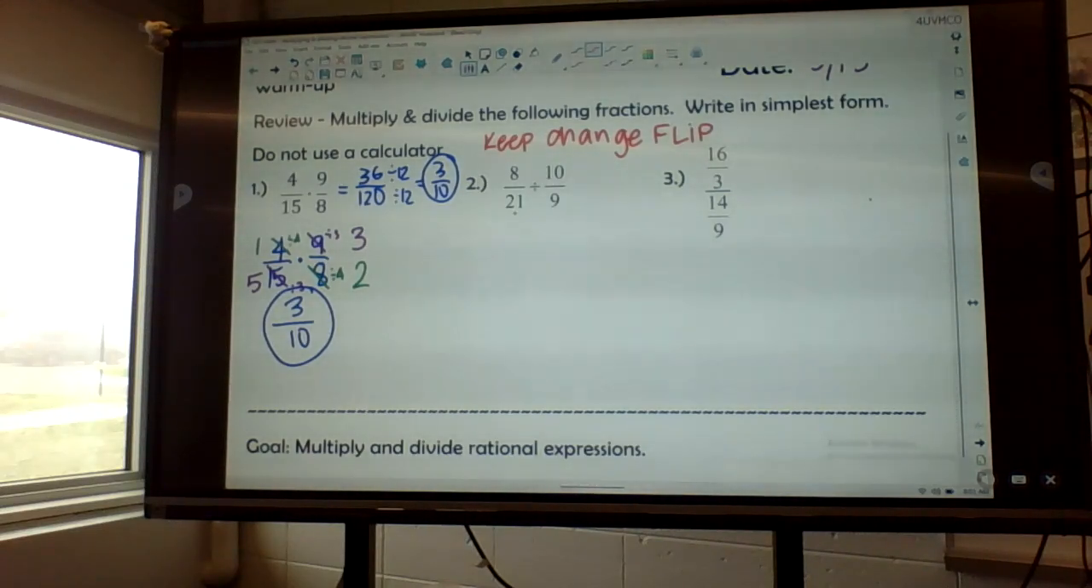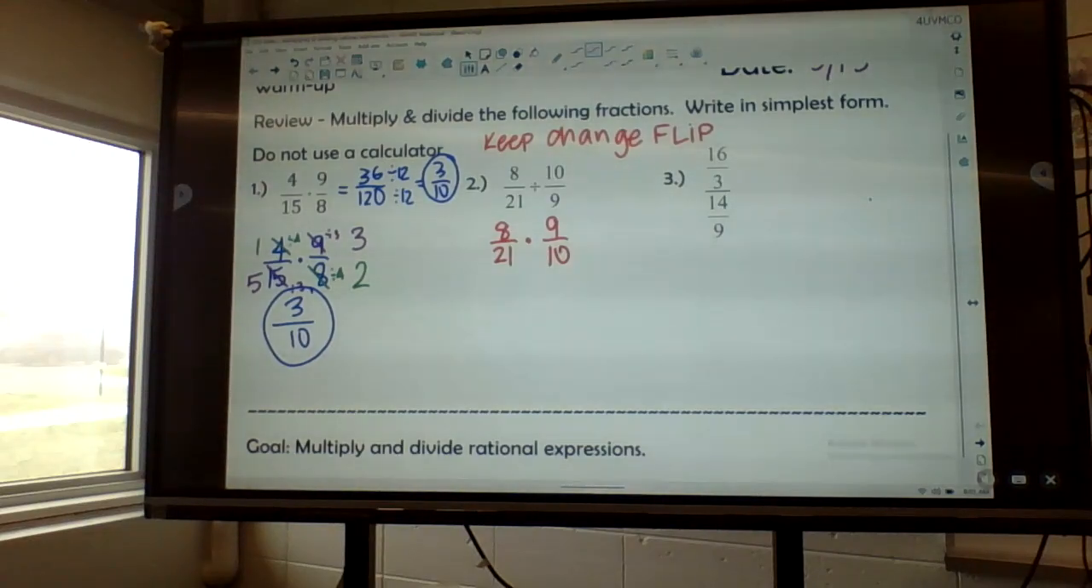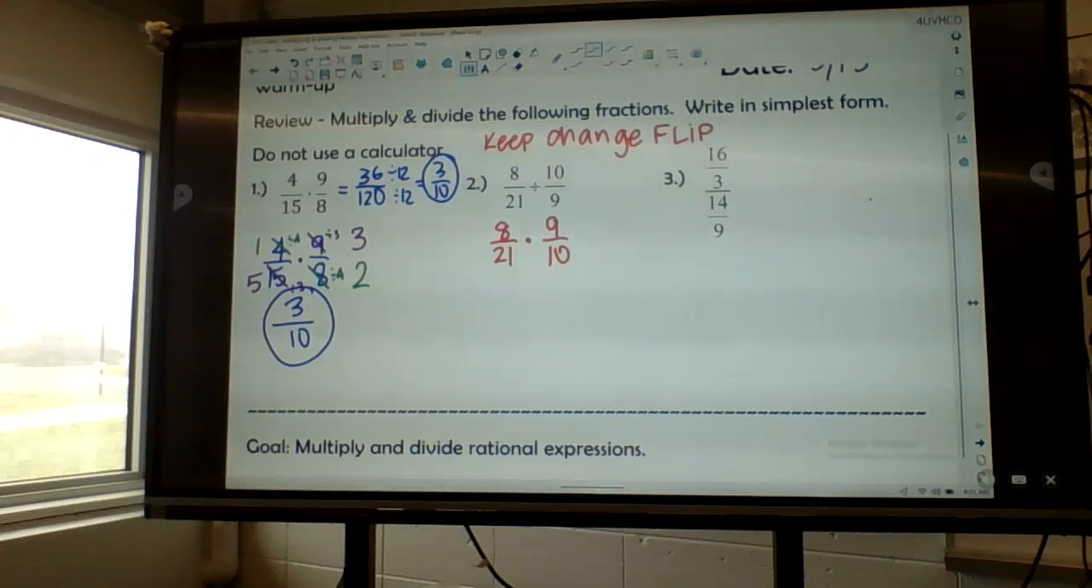So we keep this as 8 over 21. We change the division to multiplication, and then we flip the second fraction. So all we do with division of fractions is we just change it to multiplication. Kind of like, I don't want to do that, I'm going to do multiplication instead. There's not really a way to divide fractions other than changing it back to multiplication.